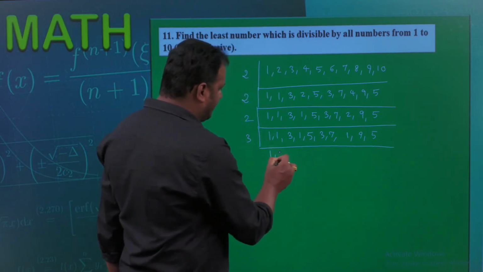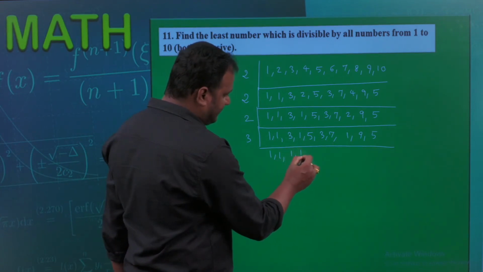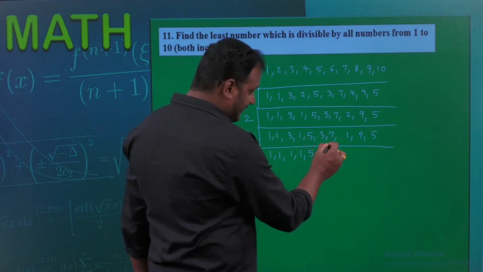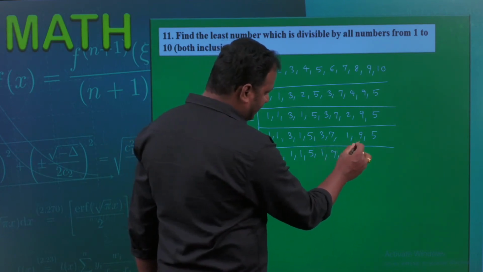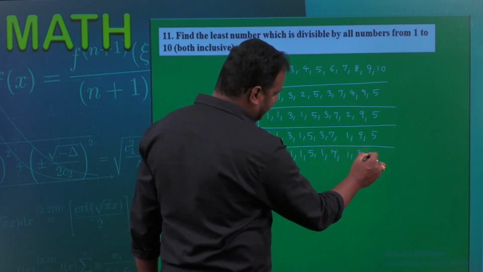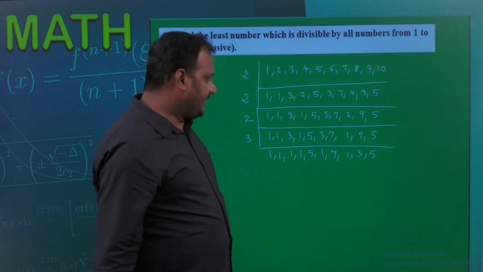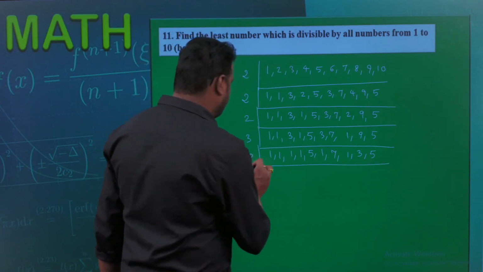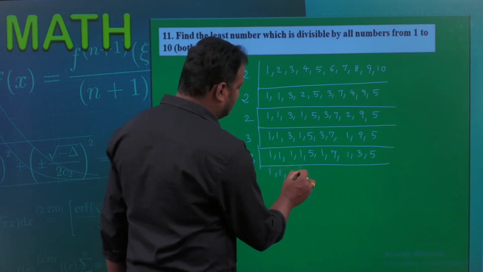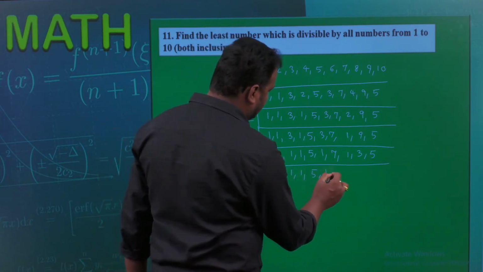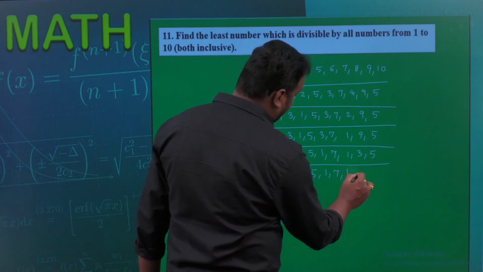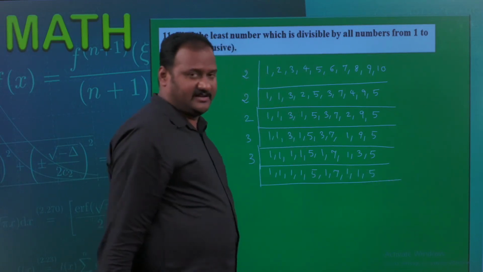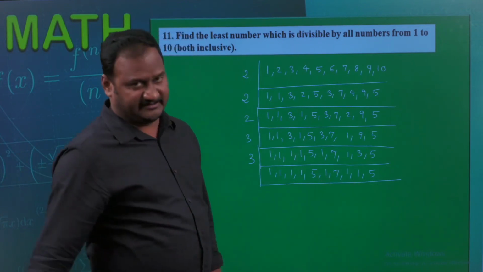So 1, 1, 3 ones are 3, again 1, 5 is not divisible by 3, again 3 ones are 3, again 7, again 1, again 3 threes are 9, and then 5. Can you see one more 3 is there? I am going to take that 3 out. So 1s, 5, 1s, 7, 1s, and 5. Now which number is clearly appearing? That is 5.